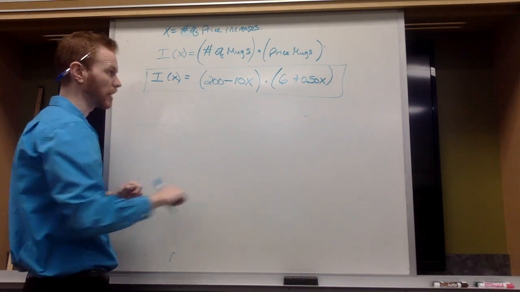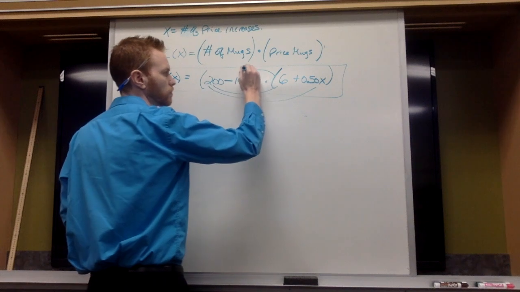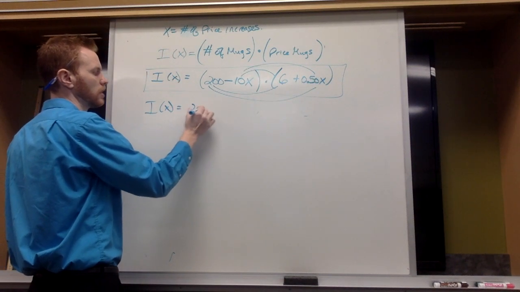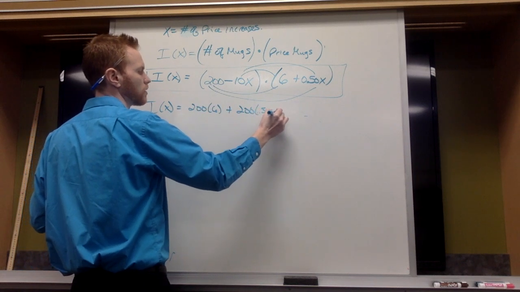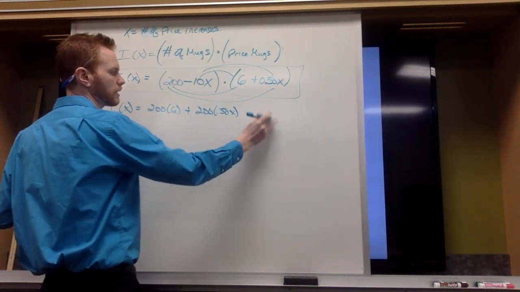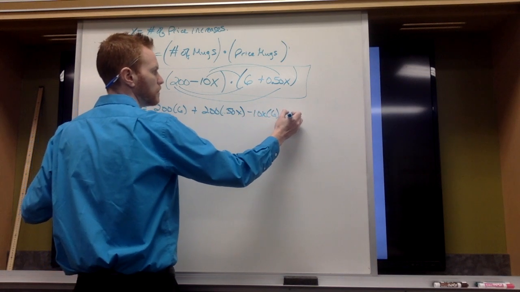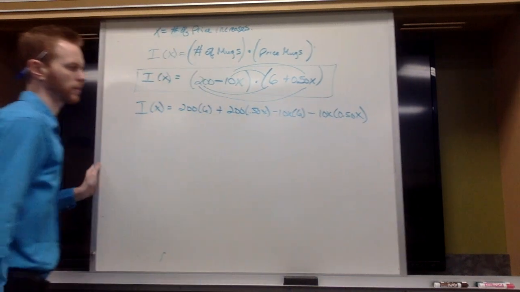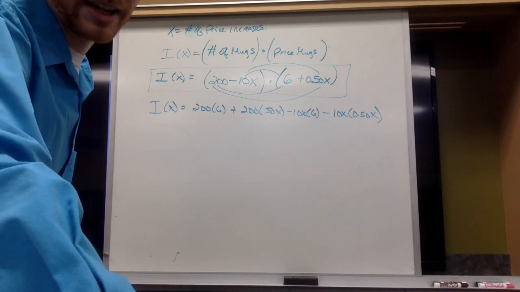Multiply these two guys together, right? 200 gets multiplied to these two terms. The negative 10x gets multiplied to those two terms. Okay? I'll write it out fully so you can see it. 200 times 6 plus 200 times 0.50x, the first set of distributions. The next set of distributions would be minus 10x times 6, minus 10x times 0.50x for that guy.